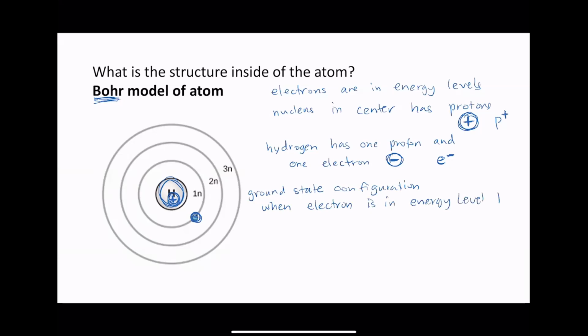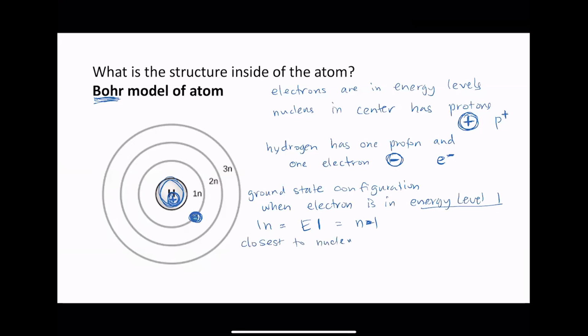There are different ways to call this. It's 1n, which I sometimes write as E1, or it could be n equals 1. So n equals 1, or energy level 1. Those are all different ways to say it. That's the electron in energy level 1, the closest circle to the nucleus.